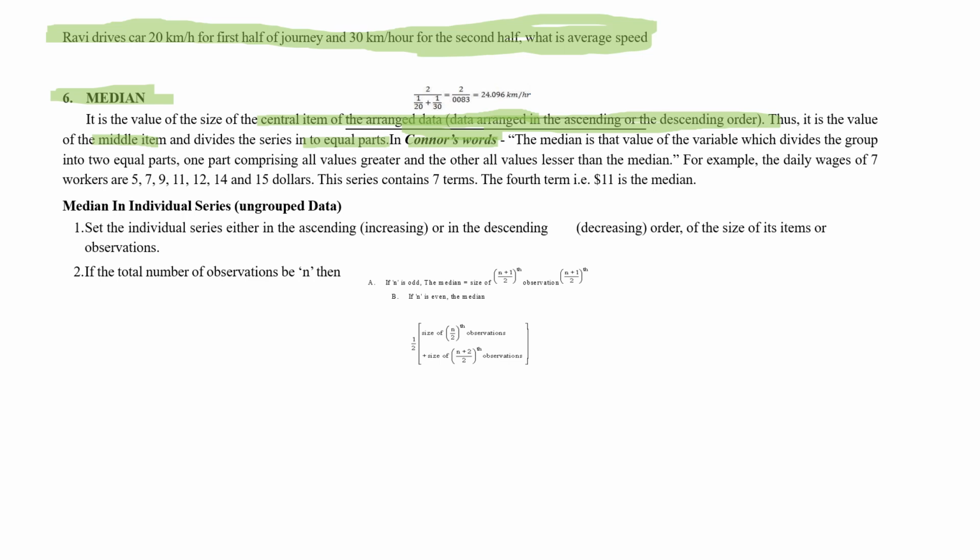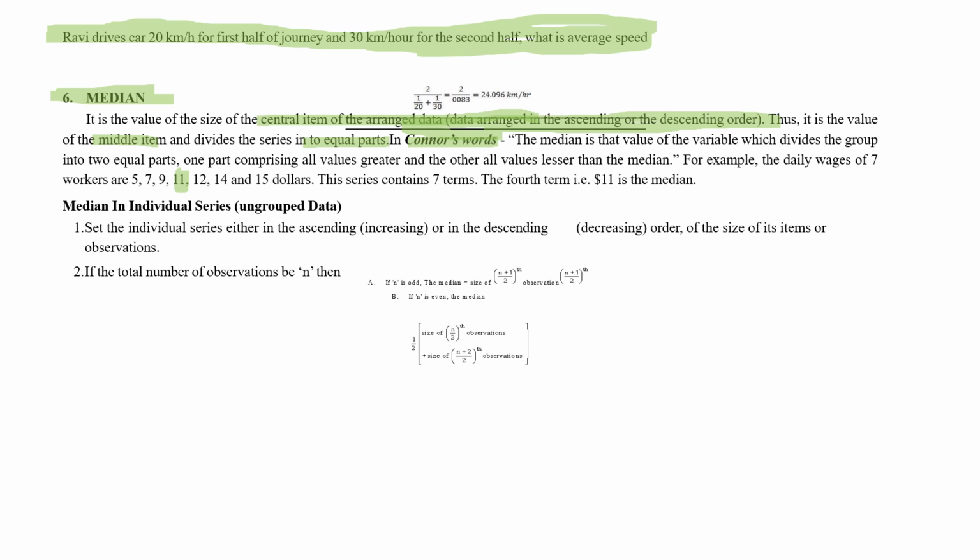To find out the wages of 7 workers, first we need to arrange them in ascending or descending order, then we find the middle one, that is the median. Set the individual series in ascending or descending order, then find the middle value. If n is an odd number, the median is equal to the size of the n plus 1 divided by 2th observation.